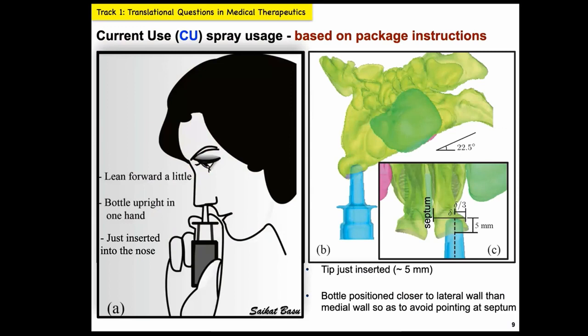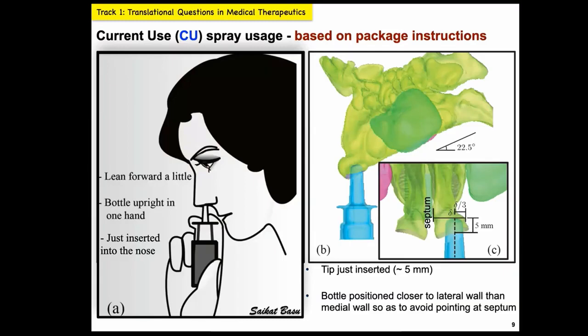So for this, you can look at the instructions that come with these over-the-counter sprays, or we can talk to the doctors as well. So typically, the patients are recommended to lean forward a little while applying the spray, and the spray bottle should be held vertically upright while doing so, and it should be just inserted into the nose. So these are the instructions that come with the package.